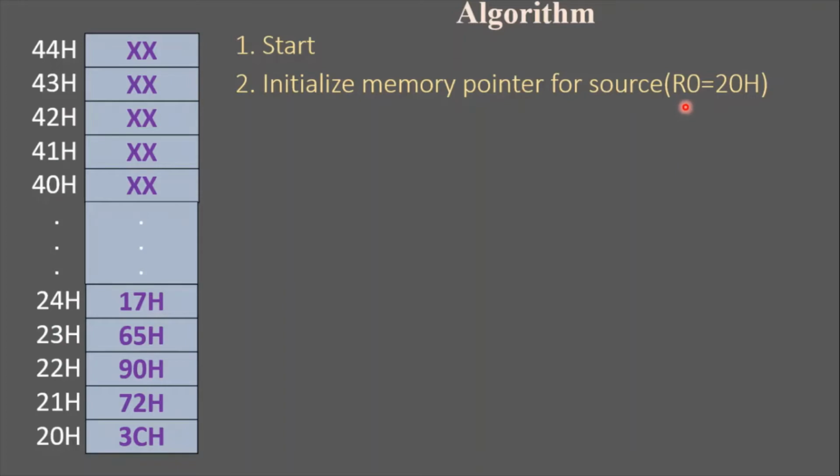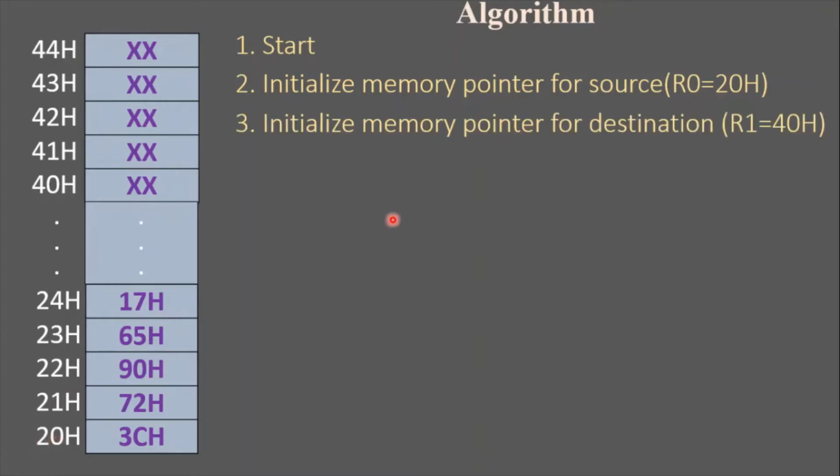So R0 register will be used as a memory pointer to point to the source block. This is the source block. We have to initialize it with the first location. So R0 is made 20H. Similarly, initialize memory pointer for destination: R1 register will be used as a memory pointer for destination block, and it is initialized with first location of destination, that is 40H.